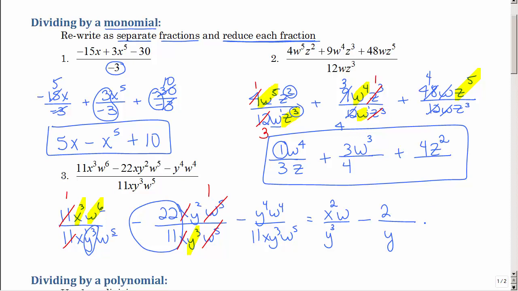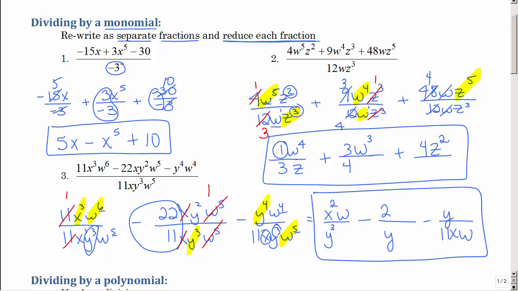On the next fraction, we have negative 11. That's it on the numbers. Let's see, x is also by itself. That's it. On the y's, we have more on top, so we keep it on top and subtract. 4 minus 3 is 1. And the w's, there's more of them on the bottom, so we keep that on the bottom and again subtract, and that's to the first power. So these are really ugly answers, but that's how you do it.